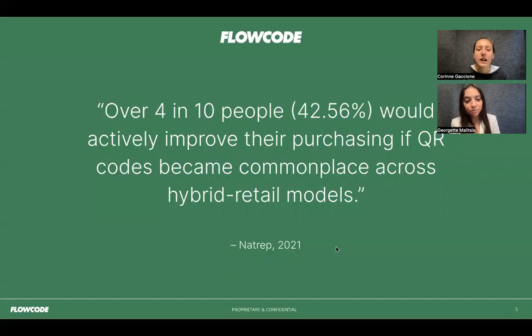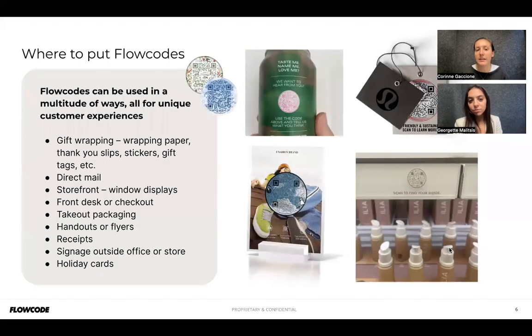But one, custom codes. This is just a little stat. Over 4 in 10 people would actively improve their purchasing if QR codes became commonplace across hybrid retail models. So this is just showing you how important it is and how many omni-channel interactions you can get if you include QR codes. So people want that ease of use. They want to be able to engage, but not have to go out of their way to do it. So QR codes provide you that channel to do that in.